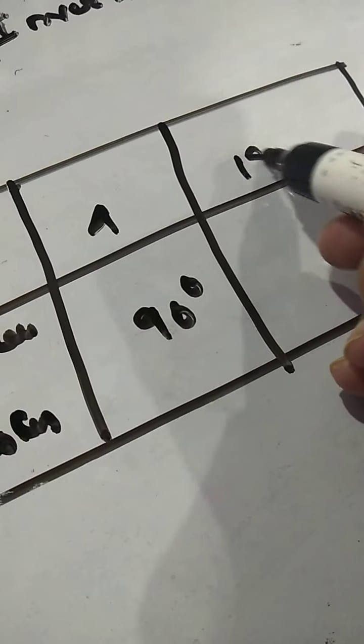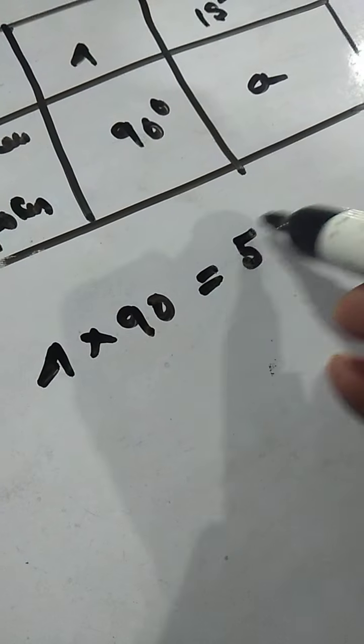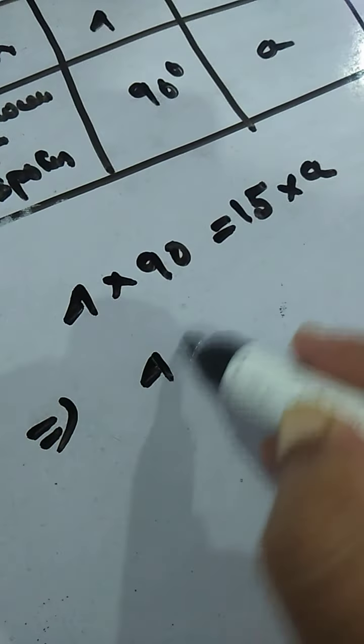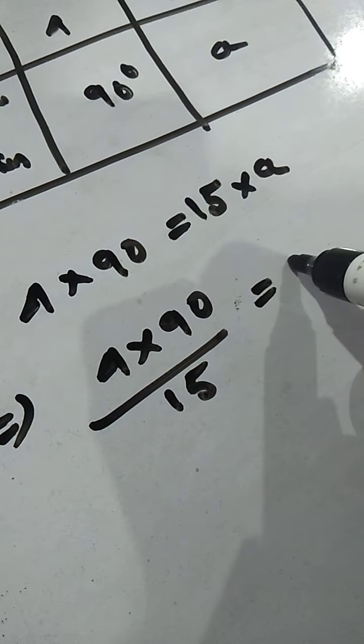Now they're asking what would be the angle between the two consecutive spokes if the number of spokes is 15. So we have to find this. Again, it's quite obvious the angle will be much less than 90 degree. So it is an inverse proportion. So 4 into 90 equals 15 into A. So we'll transpose 15 towards the left hand side. So 4 into 90 upon 15 is equal to A.